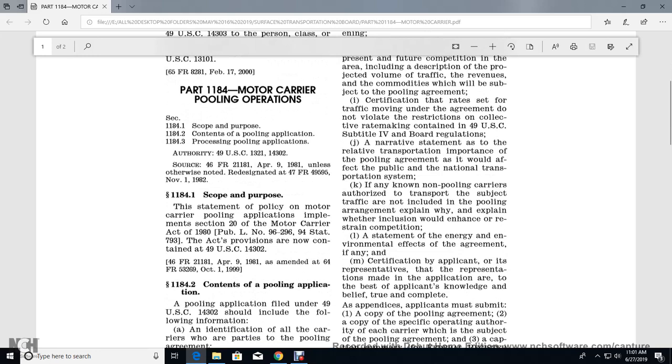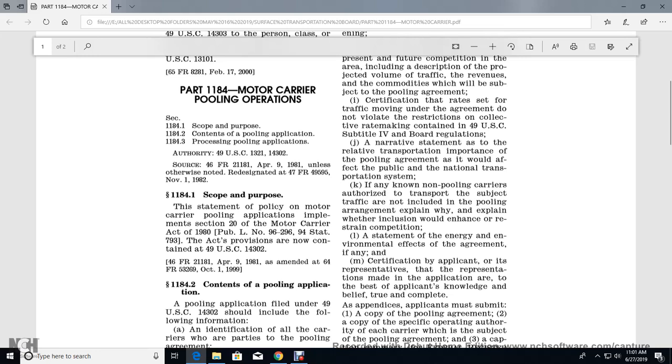J. A narrative statement of the relative transportation importance of the pooling agreement, and how it would be effective to the public in the national transportation system. K. If any known non-pooling carriers authorized to transport the subject traffic are not included in the pooling arrangement, explain why, and explain whether their inclusion would enhance the restraint of competition. L. A statement of the energy and environmental effects of the agreement, if any.